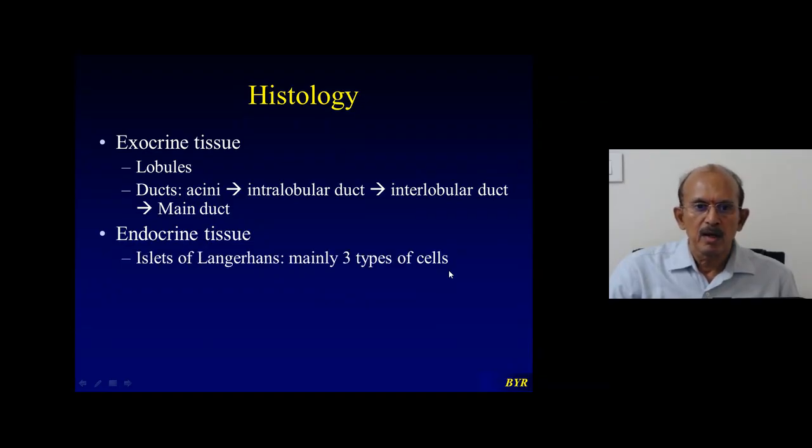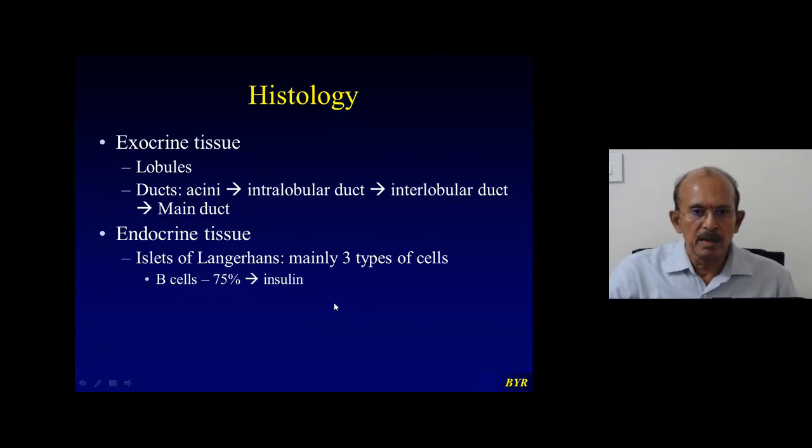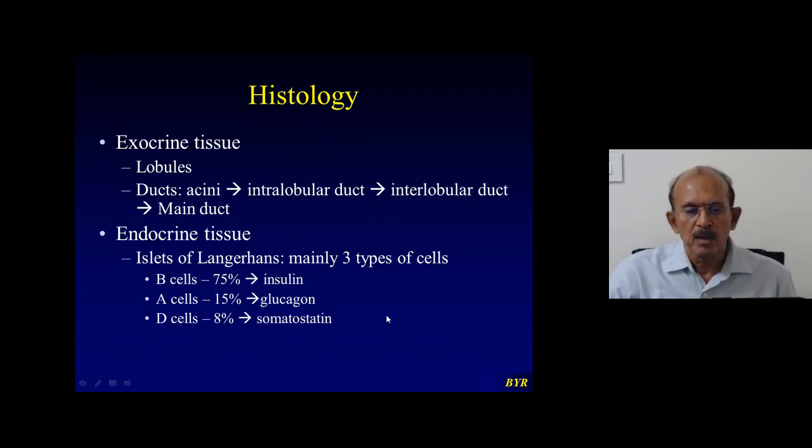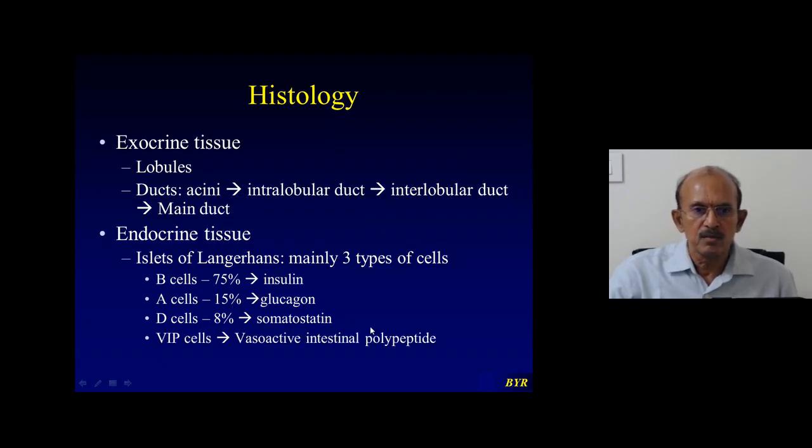Endocrine tissue: there are many types of endocrine cells in the pancreas. There are the islets of Langerhans. There are mainly 3 types of cells, but there are many more cells, though they are a small percentage. B cells, also called beta cells, are about 75%, and they secrete insulin. A cells, also called alpha cells, are about 15%, and they secrete glucagon. D cells are about 8%, and they secrete somatostatin. These are the main islets.